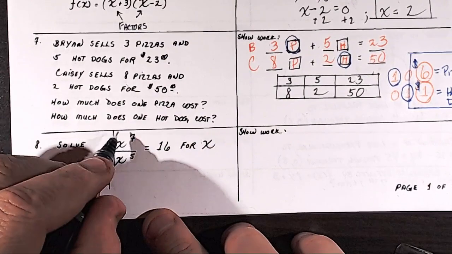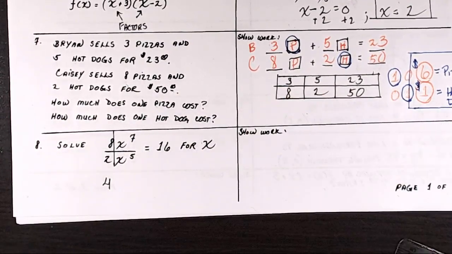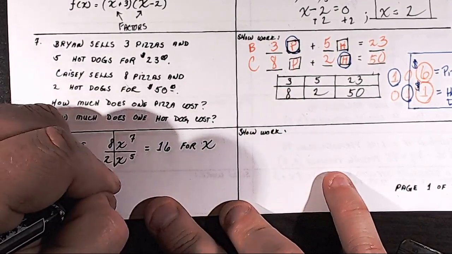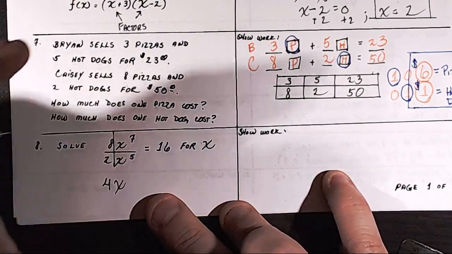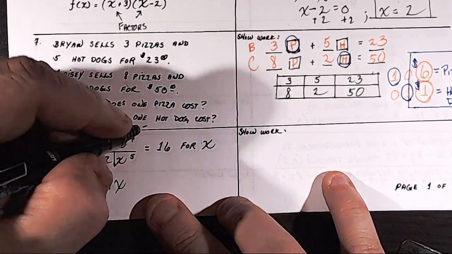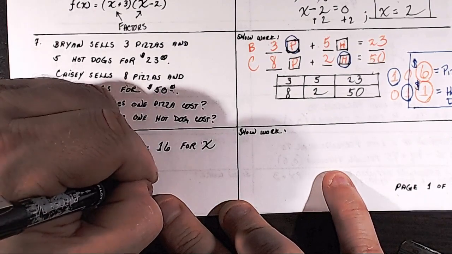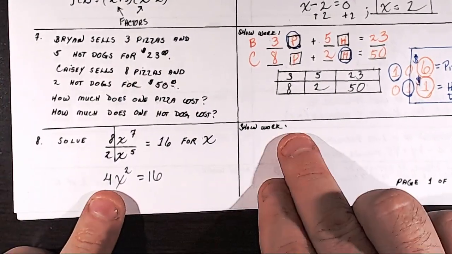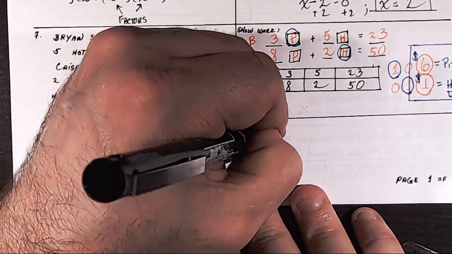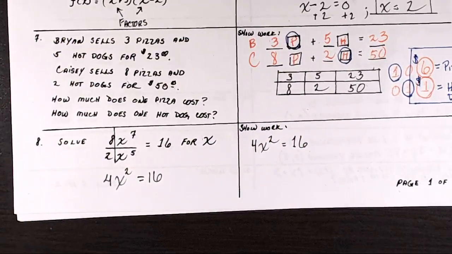Now I'll deal with these exponents here. X to the 7th divided by x to the 5th, we use the division rule or the quotient rule for exponents, and that's x to the 7 minus 5. So what's 7 minus 5? It's 2. So 4x squared equals 16. And now I'll move over here. So 4x squared equals 16. And I want to get x by itself.